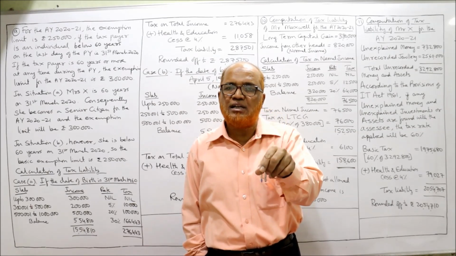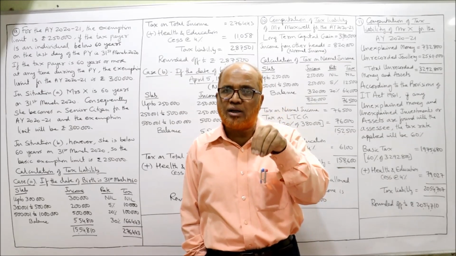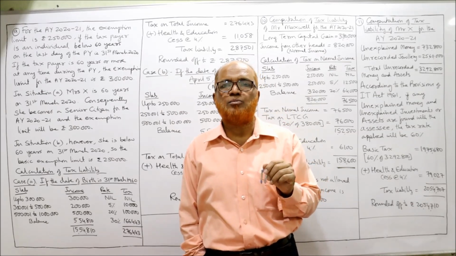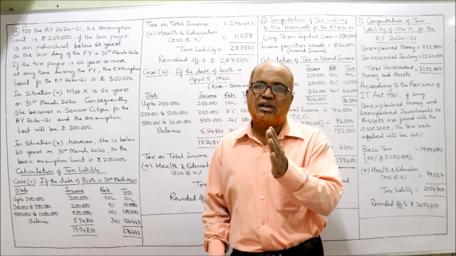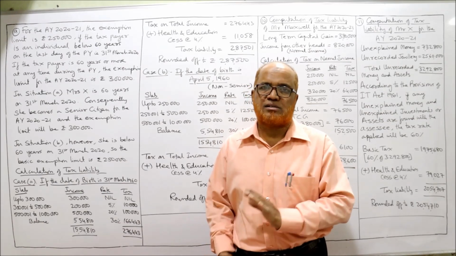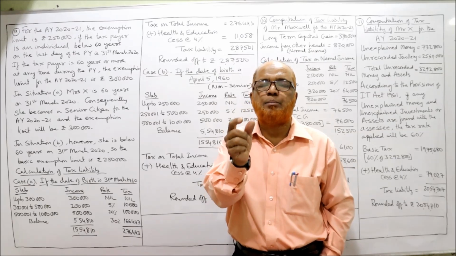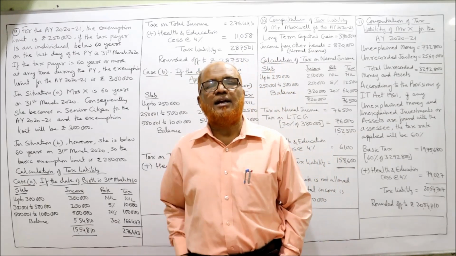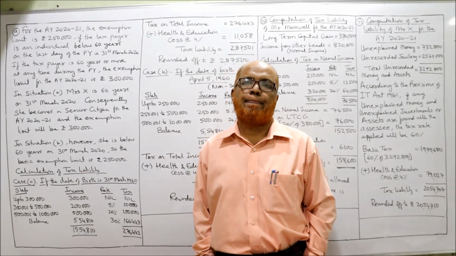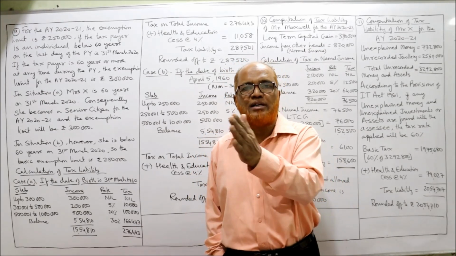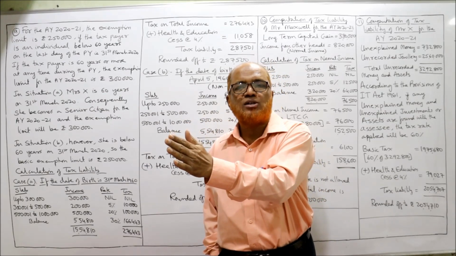If she is a senior citizen, 3 lakh rupees basic exemption. If she is a non-senior citizen, basic exemption is 2,50,000. So how to find out? We have to see if she is below 60 years as on the last date of the previous year. The last date of the previous year is 31st March 2020. Our assessment year is 2021, from 1st April 2020 to 31st March 2021.